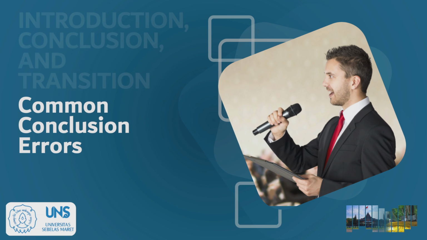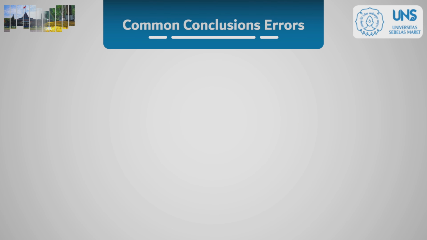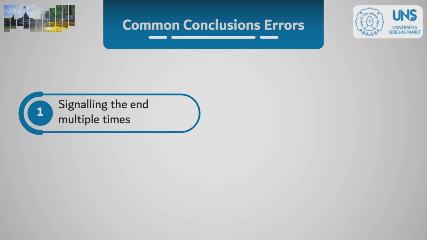Next, let's turn our attention to the common conclusion errors. When it gets to the conclusion, avoid doing the following. First, constantly signaling the end. In other words, there should be no several conclusions or repeating "as I close." You need to signal the end once only.